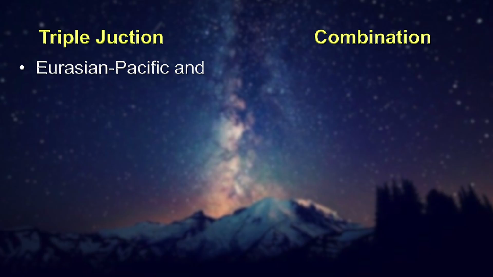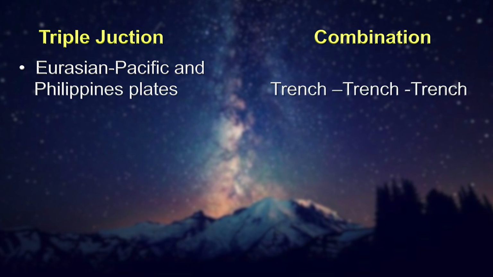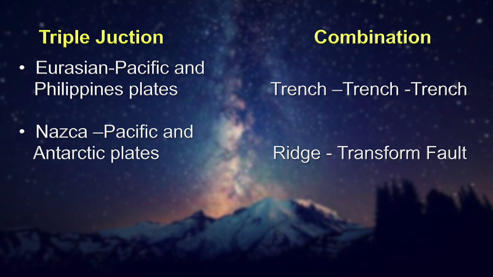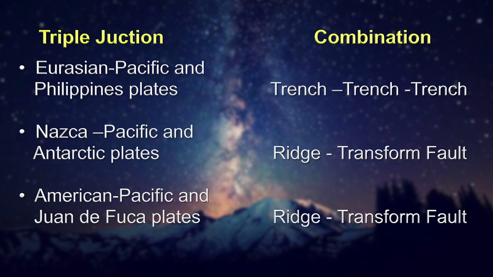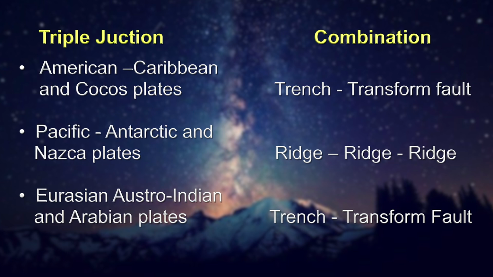For example, the triple junction of Eurasian, Pacific and Philippine plates is the combination of trench, trench, trench. Nazca, Pacific and Antarctic plates is a combination of ridge and transform fault. American, Pacific and Juan de Fuca plates is the combination of ridge and transform fault. American, Caribbean and Cocos plates is the combination of trench and transform fault. Pacific, Antarctic and Nazca plates is the combination of ridge to ridge. Eurasian, Austro-Indian and Arabian plates is the combination of trench and transform fault.